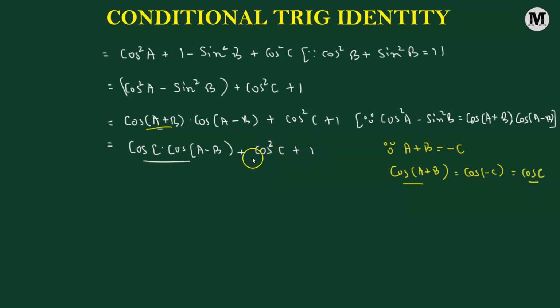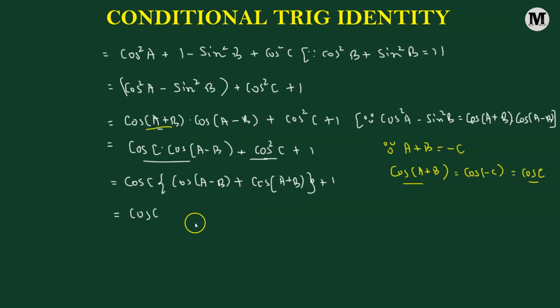Now from the first term and the second term, we're going to take cosine of C as the common factor, such that we have cosine C multiplied by cosine of A minus B added to cosine of C. Now we have cosine of C remaining, but as we can see, cosine of C is the same as cosine of A plus B. So let's replace cosine of C with cosine of A plus B, added to 1.